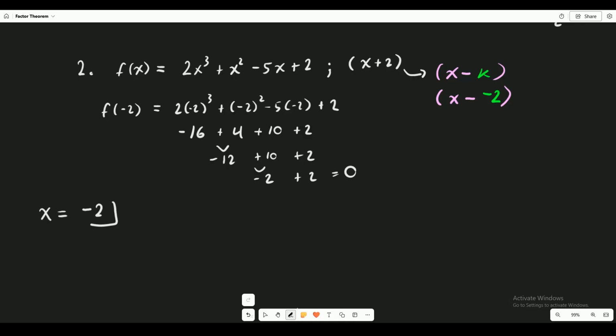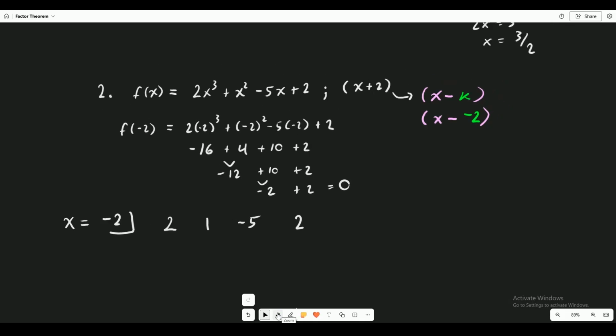And now let's grab our coefficients. First, let's check if we have to fill in anything. 3, 2, 1, 0. Nope, we have every degree. So we put our coefficients 2, 1, negative 5, and 2. All right. Let me zoom out a bit and let's synthetically divide.